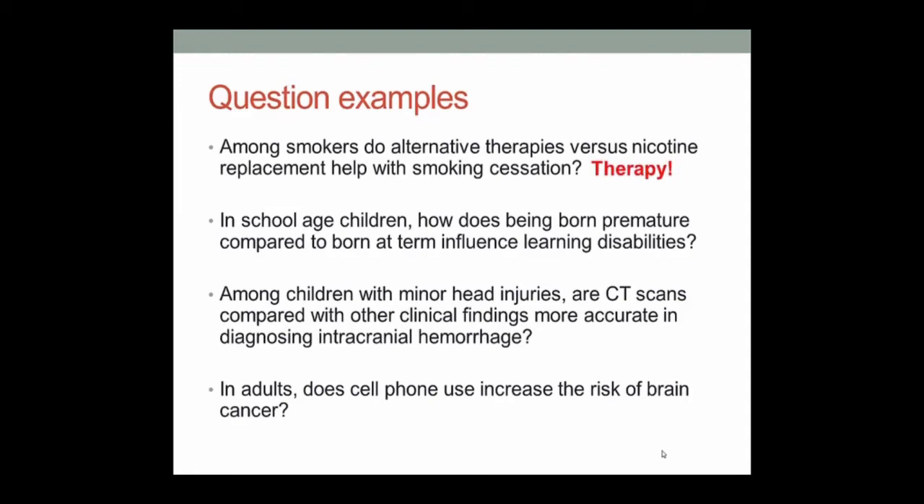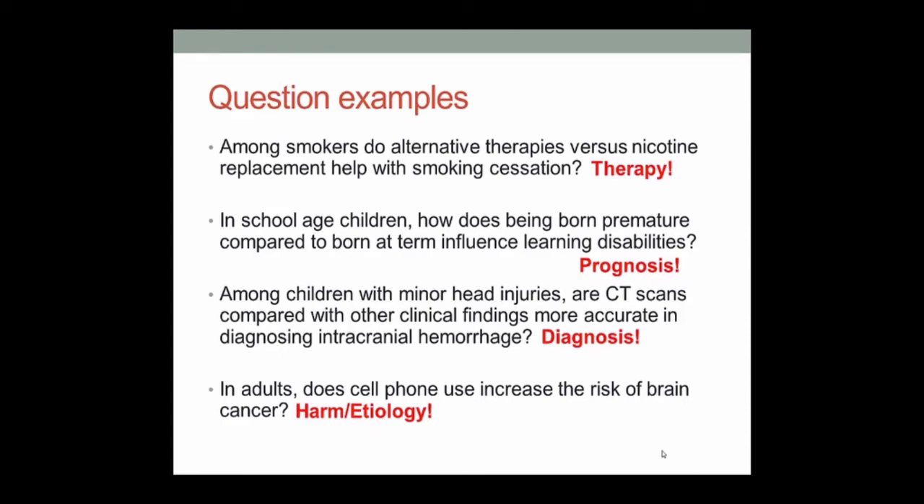That's a therapy question. Now the next one, we're looking at what happens to premature babies once they are school age, and how does being born premature influence their learning? That is prognosis. In the third one, we're looking to compare CT scans with other clinical findings in diagnosing intracranial hemorrhage. Again, that one's right there in the title. Diagnosis. And the final one, in adults, does cell phone use increase the risk of brain cancer? That is harm or etiology. Now, not all questions are going to fit really tidy in each question type, but these are at least the big areas.